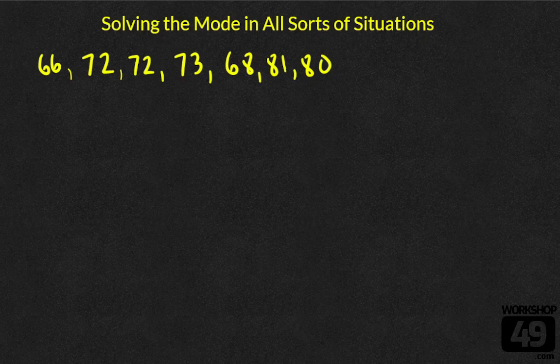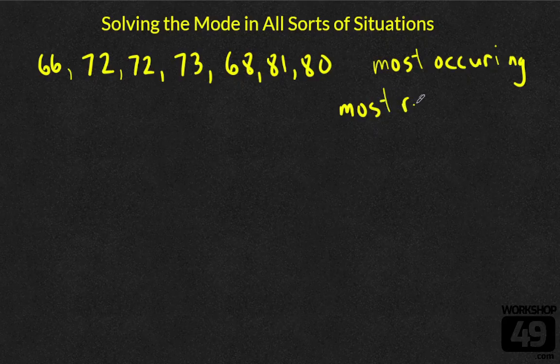Now, if you've been given a question where you've been asked to solve the mode, the first thing you might be wondering is, what is a mode? Well, a mode is the number that is the most occurring. You can also say, if you don't want to use the word recurring, it's the most repeating number. It's the number that repeats the most often in a list.